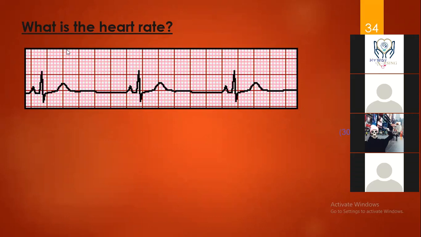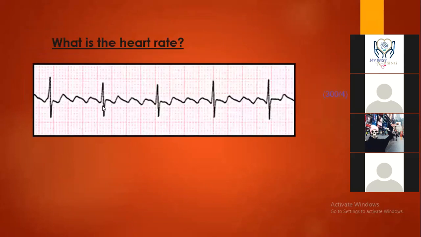Okay, so the rhythm is so clear. Now, heart rate: count the big squares. 1, 2, 3, 4, 5, 6. So 300 by 6, what will it be? It will be 50, okay? So this is how you determine the heart rate.